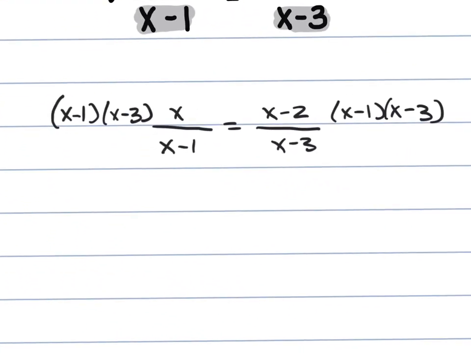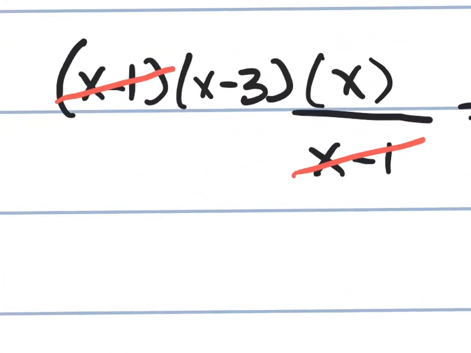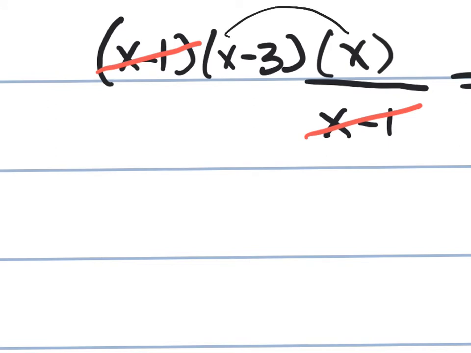All right. So what can I do now that I'm here? Cancel out what? Good. x minus 1 cancels out with x minus 1. Is there anything else that's going to cancel out? x minus 3 and x minus 3. So on the left, we have to multiply x times x minus 3. And on the right, we have to do x minus 2 times x minus 1. So let's start here on the left. What is that going to give me? x squared minus 3x.